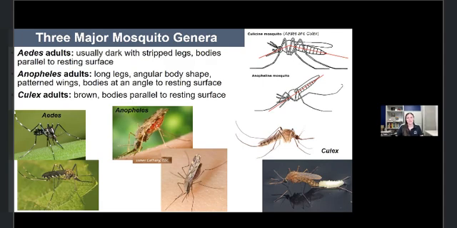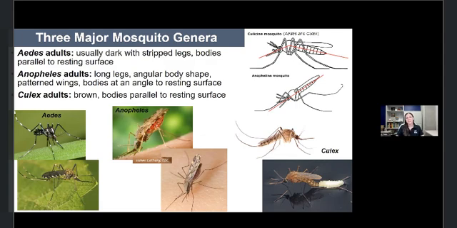But below, Aedes japonicus is another Aedes species. Again, you can see it has stripes on its legs. It has other striping patterns on its body. And Aedes, as you can see in these pictures, tend to rest parallel to the surface of whatever they're resting on, whether it's a plant or if it's you. They tend to rest parallel with their head pointed down, especially if they're feeding.